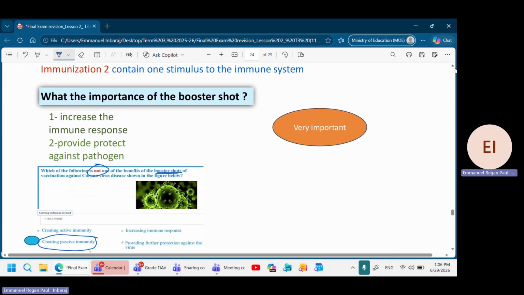What is the importance of a booster shot? This is very, very important. Why do we take booster shots? To increase the immune response and to provide protection against the pathogen. See, we took one coronavirus vaccine and then we had booster shots. It is to increase the immune response and to provide protection against the pathogen.